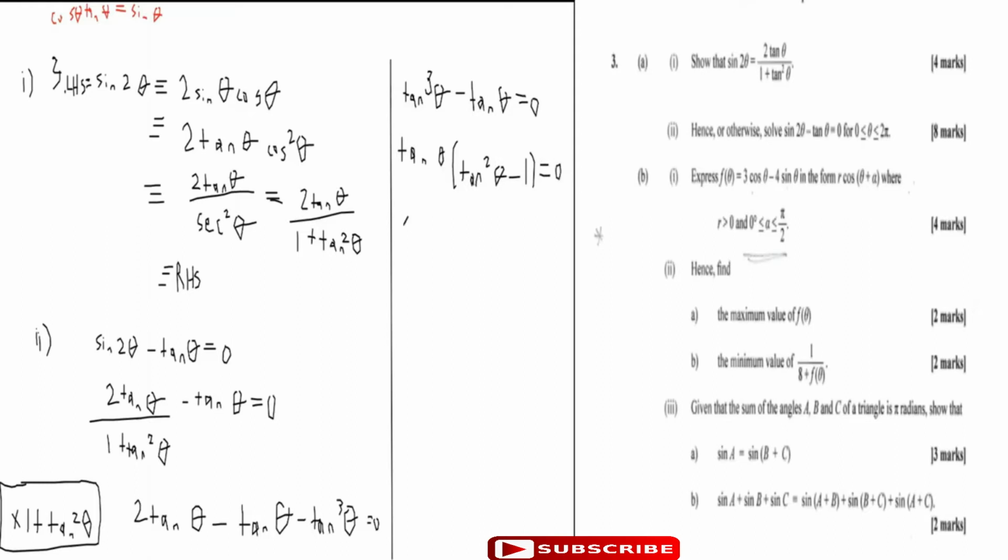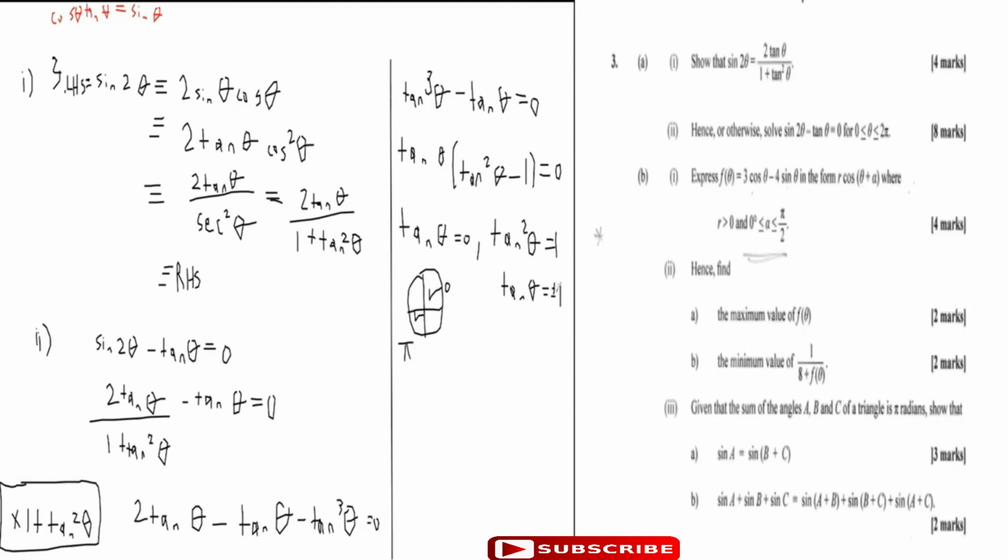Now if I'm solving this equation, either tan theta must be equal to 0, or tan square theta is equal to 1. If tan square theta is equal to 1, then tan theta is equal to plus or minus 1. Now let's first look at when tan theta is 0. You draw your circle. You know that tan is positive in the first quadrant and the third quadrant. Then what is tan inverse of 0? Tan inverse of 0 is 0, and so the two solutions are going to be 0 and pi.